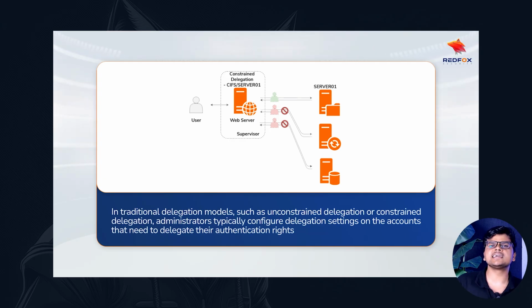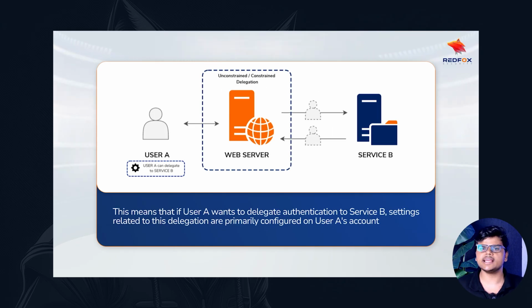In traditional delegation models such as unconstrained delegation or constrained delegation, administrators typically configure delegation settings on the accounts that need to delegate their authentication rights. This means that if user A wants to delegate authentication to service B, settings related to this delegation are primarily configured on user A's account.